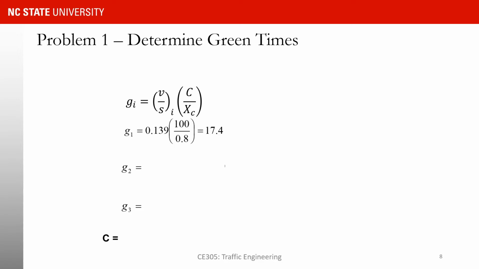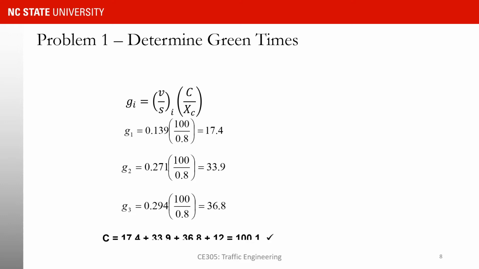Then finding G1, G2, or G3 is just multiplying the V over S ratio by cycle length over x sub c ratio. So you can see that G1 is going to be 17.4 seconds, G2 33.9, G3 36.8. If I add all those numbers plus the loss time, which is 12 seconds, I'm going to get to 100.1. It's almost 100 seconds, so it means that I did all the calculations right.